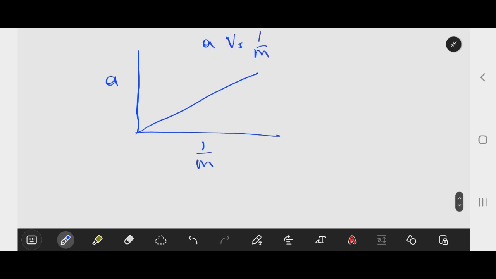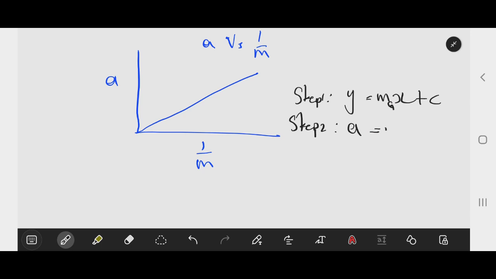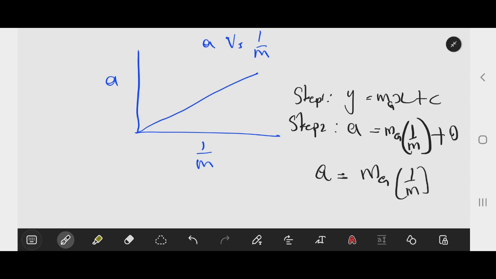So now our graph analysis, step number one, we can see that this is a straight line, then y is equal to mx plus c. And then step number two, we substitute the values that we have on our graph. We have acceleration on the y, and that m is the gradient, not the mass. And on the x, we have 1 over mass. The value of c, which is our y-intercept, is 0. So we obtain an equation: the acceleration is equal to the gradient times 1 over mass.